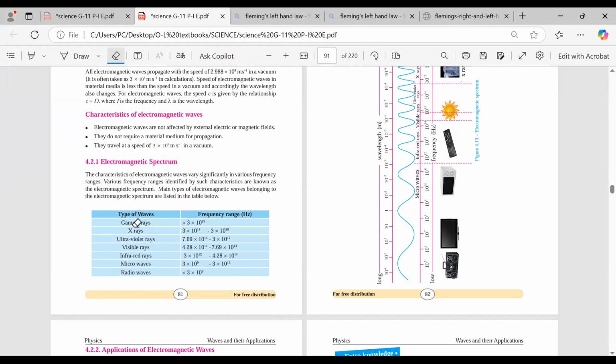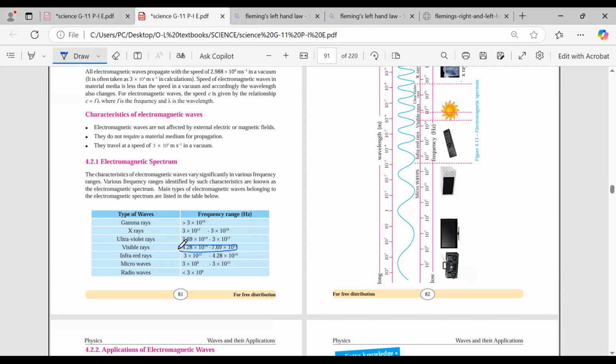So they are going to have a range of frequency, right? Look at the visible range. They differ from how much to how much, Puta? 4.28 to 7.69, 10 to the power 14. So this one is our visual range.